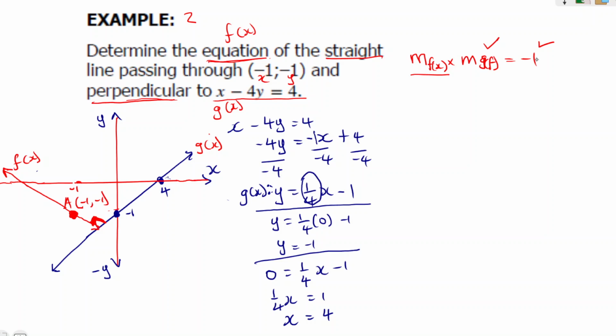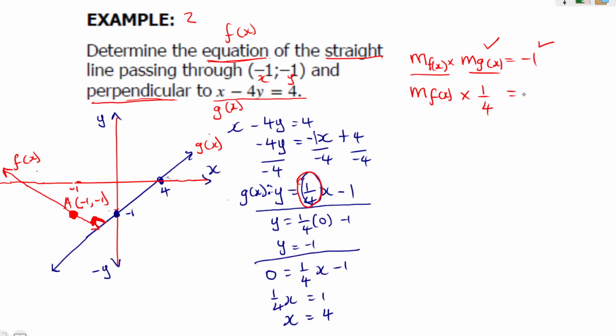So let's find this gradient. The gradient of the line f of x multiplied by the gradient of the line g of x. Sorry, this is g of x. So we do know the gradient of the line g of x. We said it is 1/4. So that gradient times 1/4 equals negative 1. So let's find the gradient of the line f of x. So we're going to say negative 1.